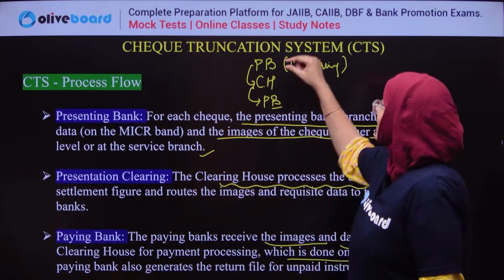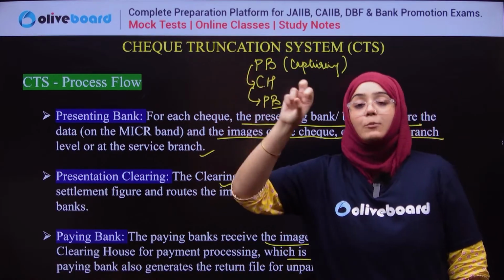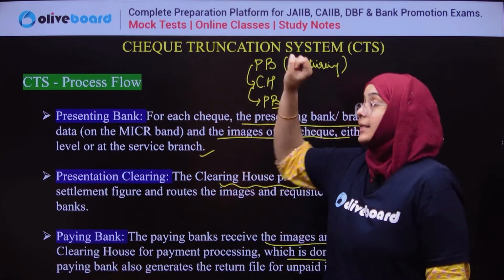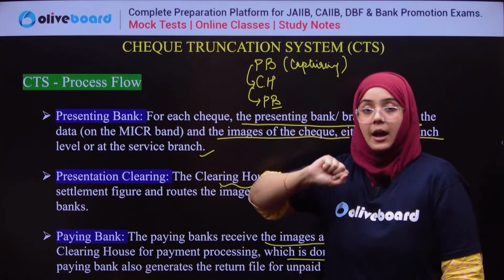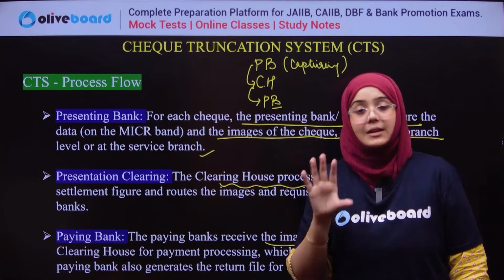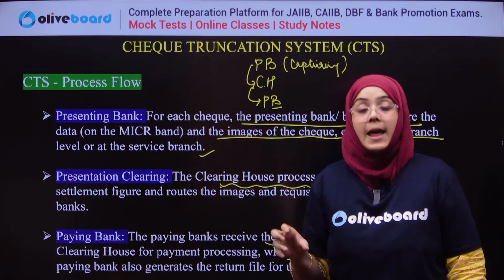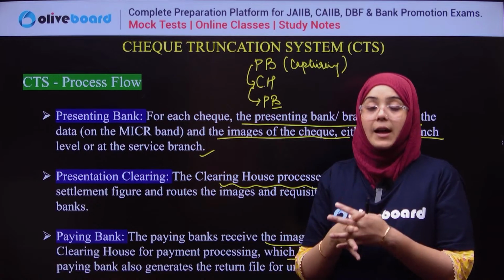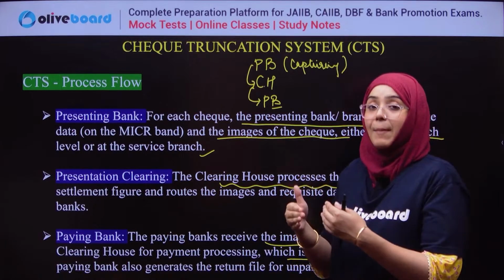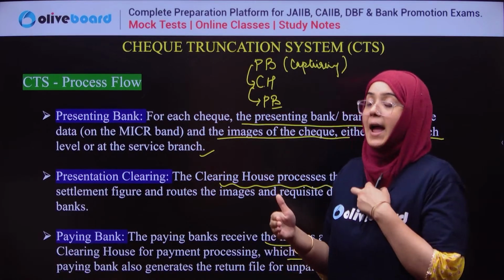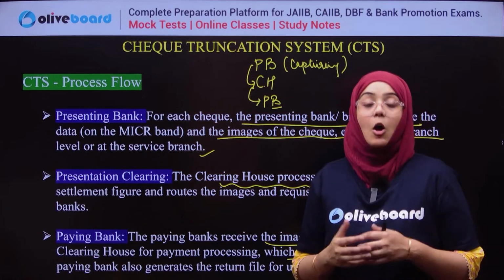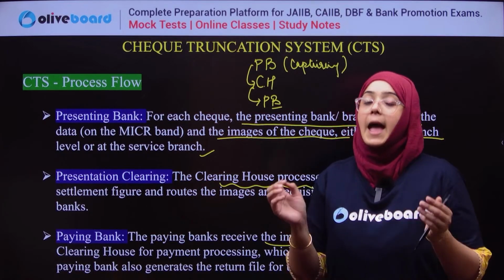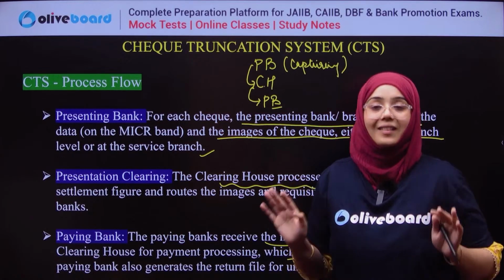Now, first, there is a presenting bank who captures the image. Okay, then this image is transferred to the clearing house. Clearing house processes all the data, checks all the data, arrives at a settlement figure. Now this clearing house forwards all the image and data to the paying bank. Now paying bank processes everything and clears the check on the same day.